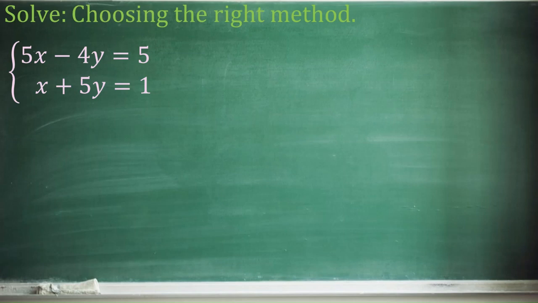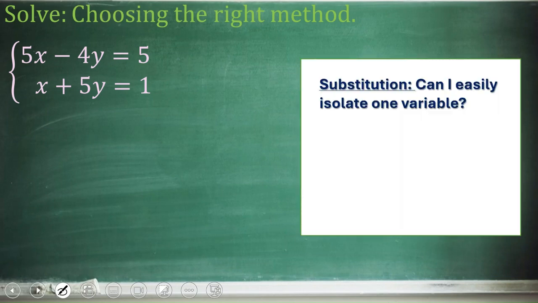It's your friendly math tutor, Miss C, here to unlock the magic of choosing elimination or substitution for solving a system of equations. First things first, we need to decide which method makes the most sense. So for substitution, I want to ask myself, can I easily isolate one variable? Or can I get one variable on its own side pretty easily? The first equation, not so much, but the second equation, this x, is pretty easy to get by itself. All I have to do is move the 5y over.